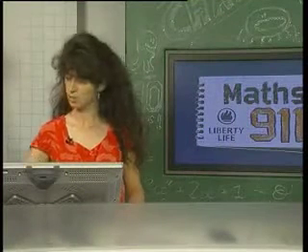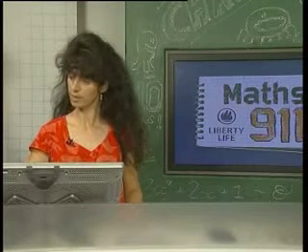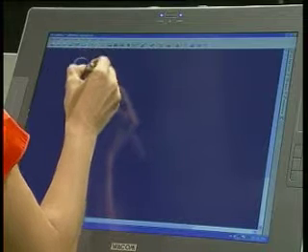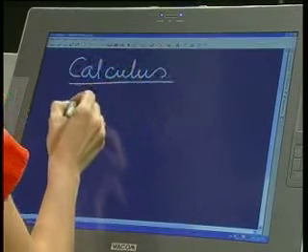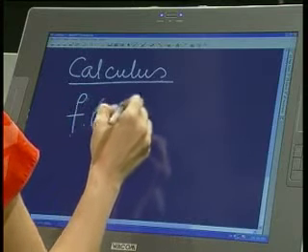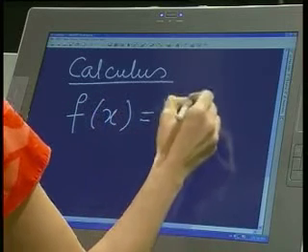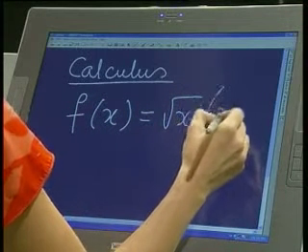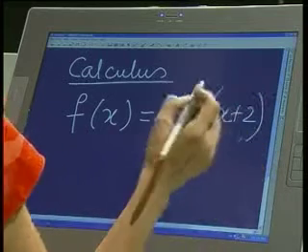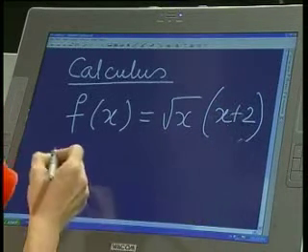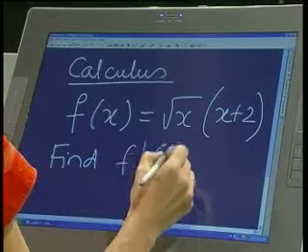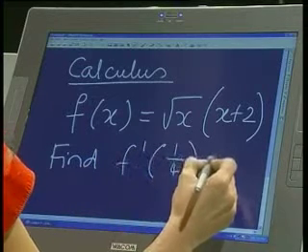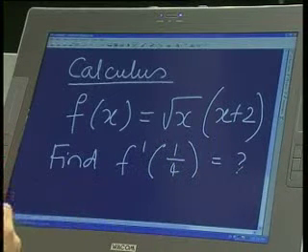Right, the next maths question I want to tackle is a calculus question, using a function that has a square root function in it. So if my function is the square root of x times x plus 2, I would like you to find what f dashed of a quarter would equal. Okay?